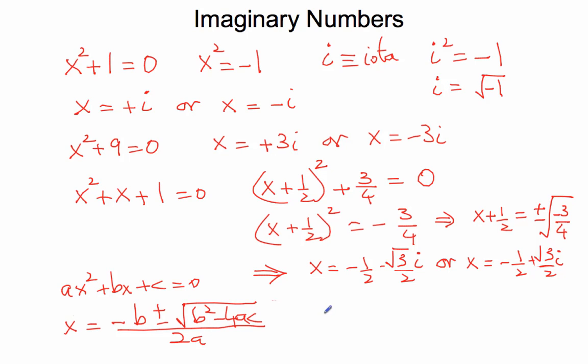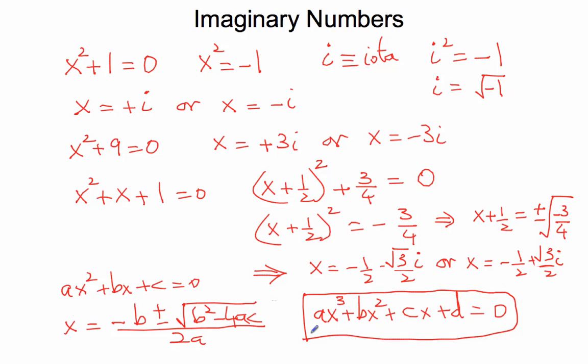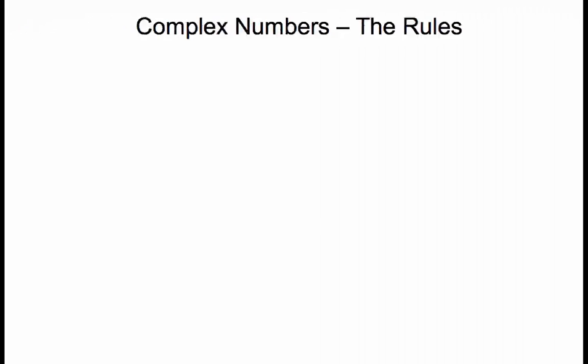And this is true even for cubic equations. So let's say that you had ax cubed plus bx squared plus cx plus d equals 0. Now, this sort of equation would also need the square root of -1 to solve it. Using the symbol iota or the imaginary number i, we'll make complex numbers.